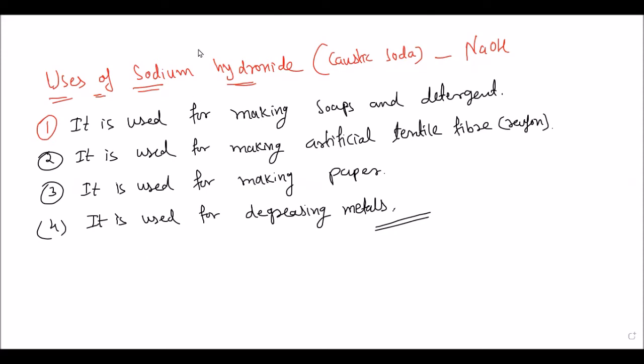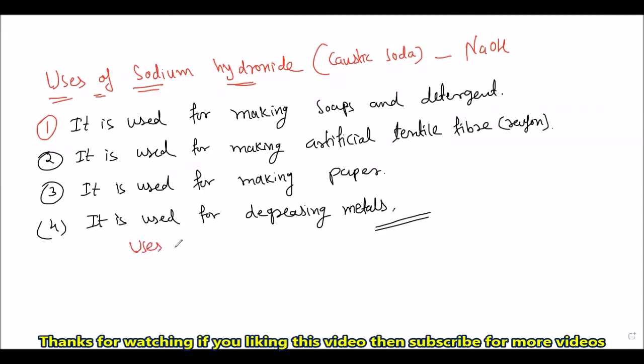Then we have one more product we got, which is chlorine, along with hydrogen gas. So first I will write here the uses of chlorine. What are the uses of chlorine? Chlorine is used to manufacture hydrochloric acid.